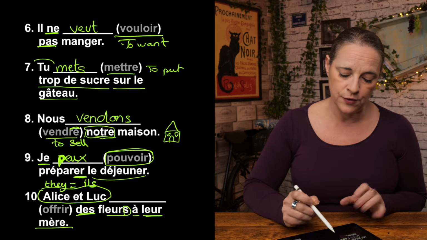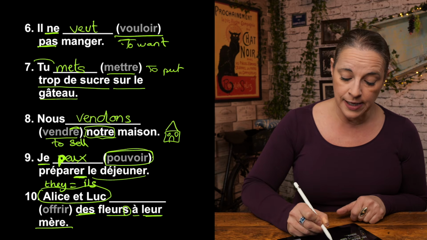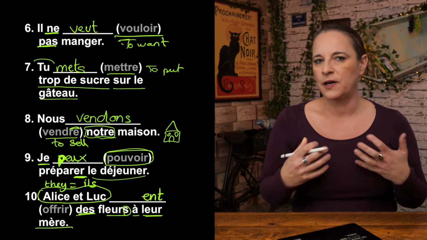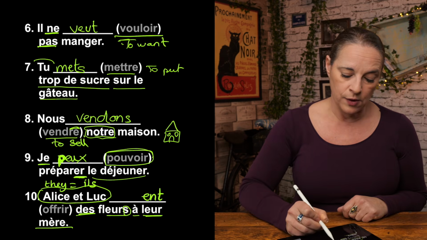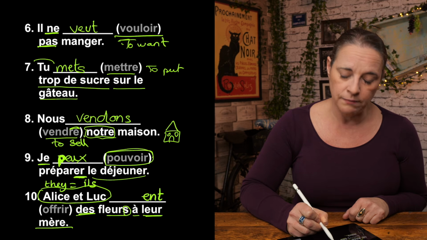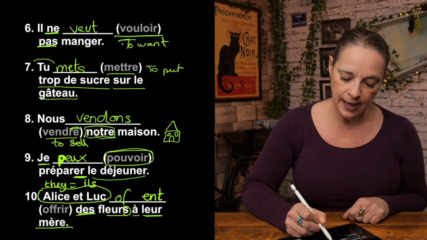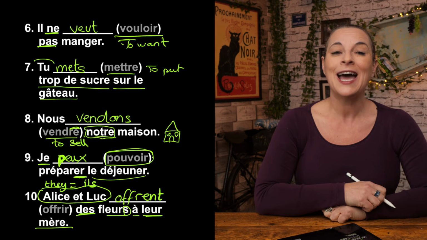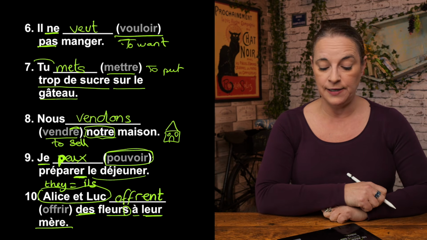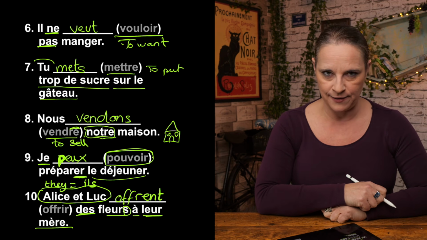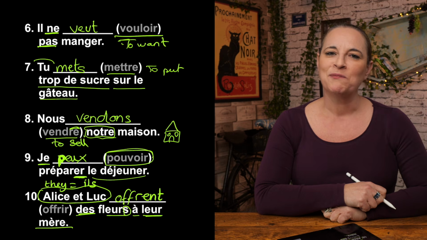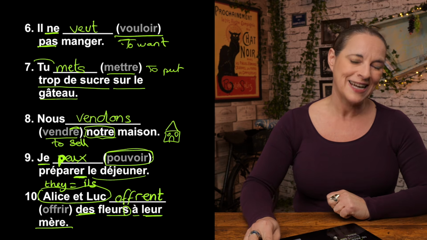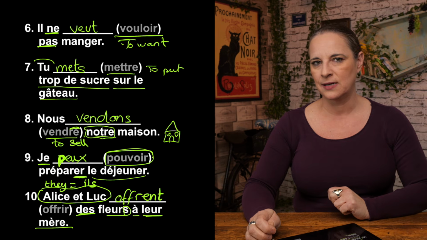Okay, so Alice et Luc, we know that for il, the ending is always ENT. But what is the stem of that verb? Okay, so offrir, we drop IR, and we add this, offre. Okay, so Alice et Luc offrent des fleurs à leur mère. Okay, now that's it for my explanation on irregular verbs. Practice exercise practice. That's it for me.